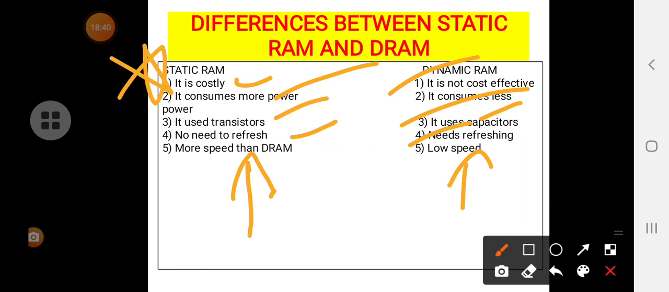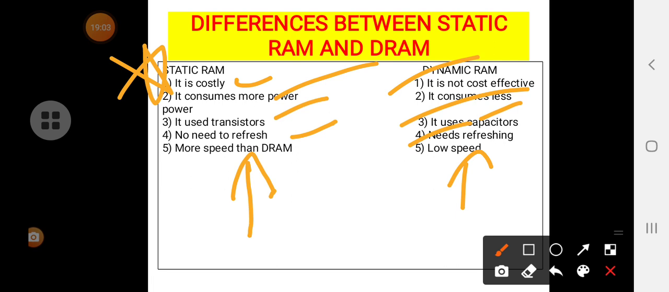This is one of the important questions. The question goes like this: write the differences between static RAM and dynamic RAM. Static RAM is costly, whereas dynamic RAM is less costly. SRAM consumes more power, whereas DRAM consumes less power.